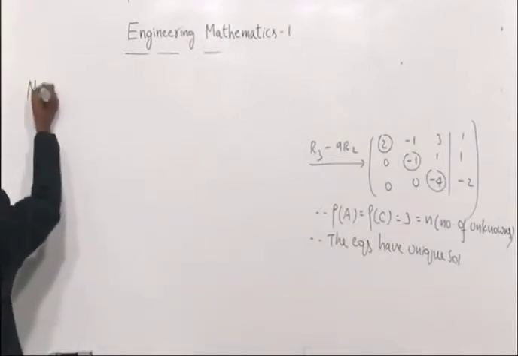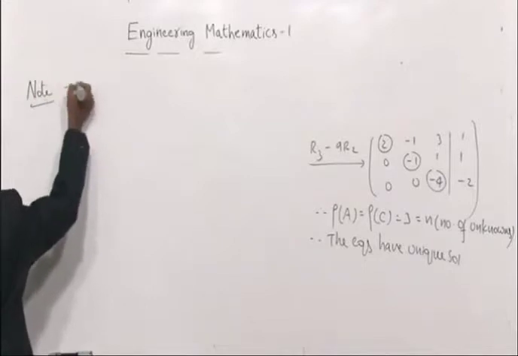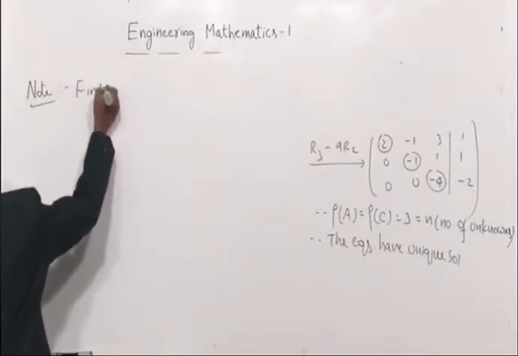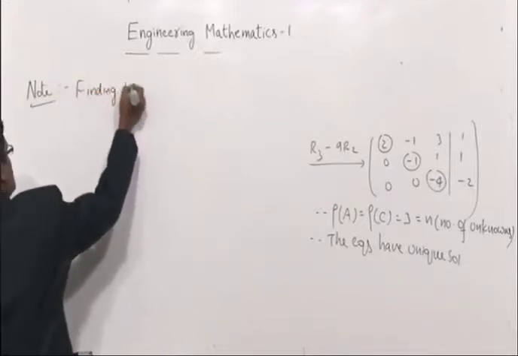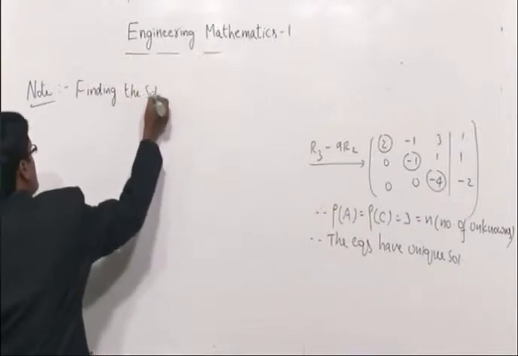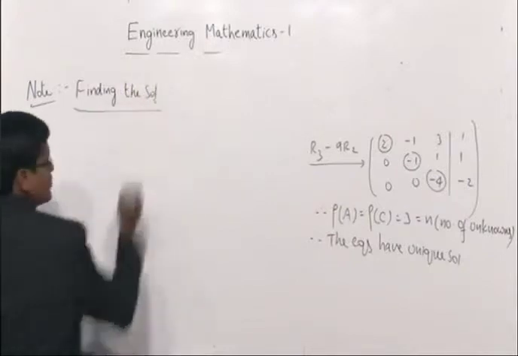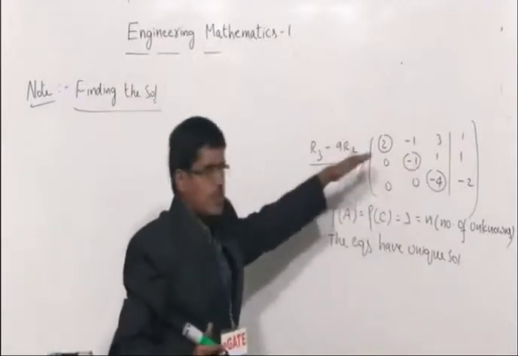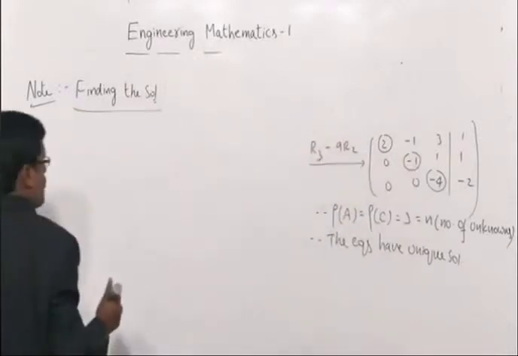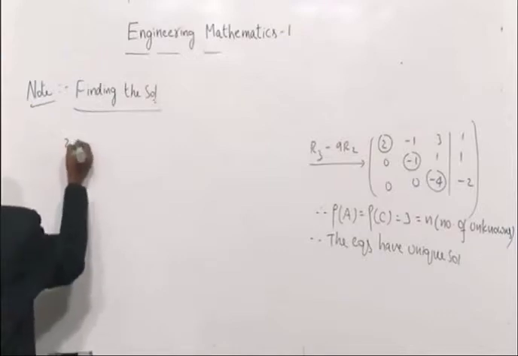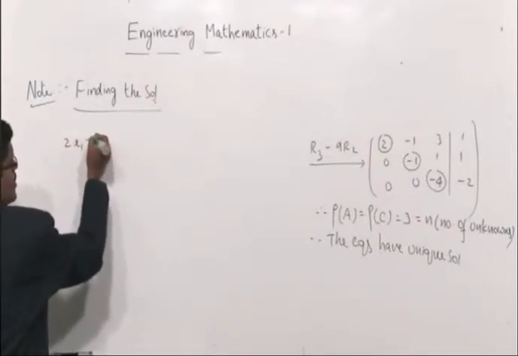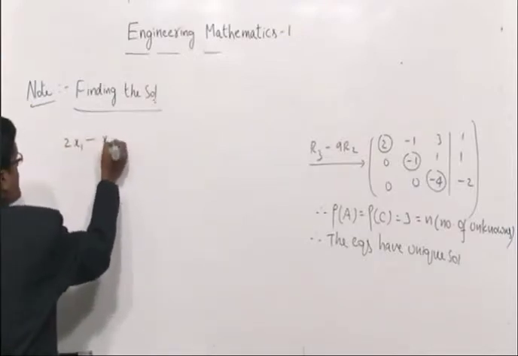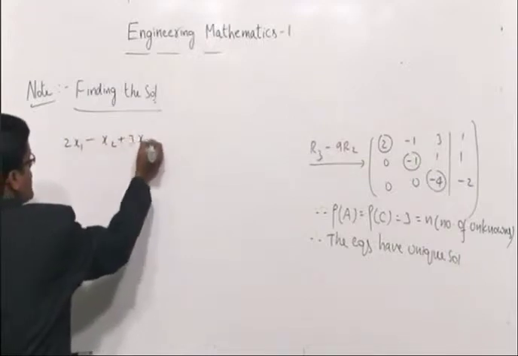Note, finding the solution. Okay. Now in the last step, convert into equations. We got 3 non-zero rows, so convert them into 3 equations back in the form of x1, x2, x3. The first equation is unchanged because we didn't apply any operation to the first row. Minus x2 plus 3x3 is equal to 1.